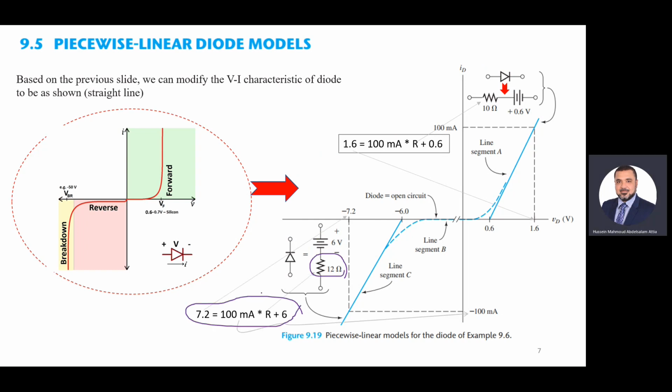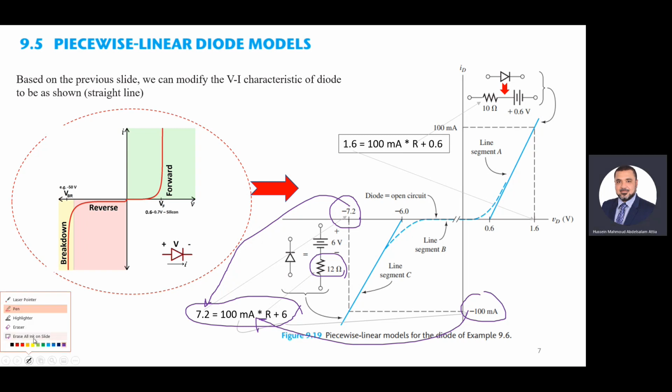Also, the same way to find the unknown R here, we need to solve this relation. This relation again is based on these two points. Look at these two points. So this is I and this is V. So as you can see, V equals IR plus 6. So we can solve this equation to find R.